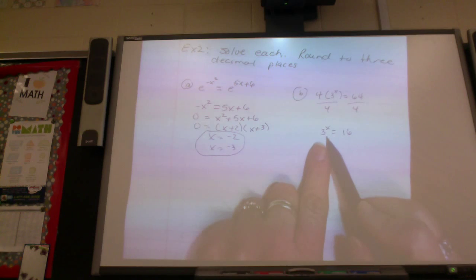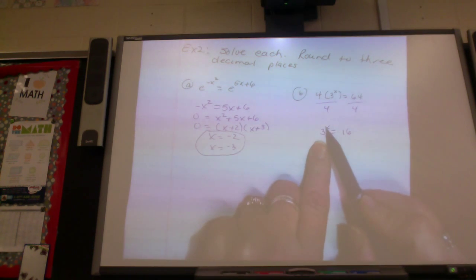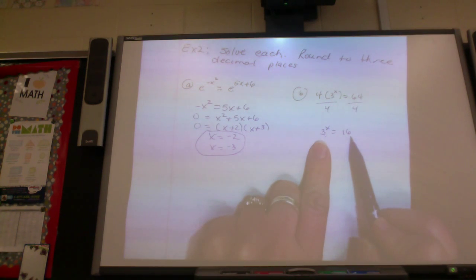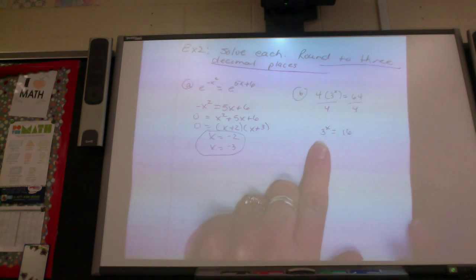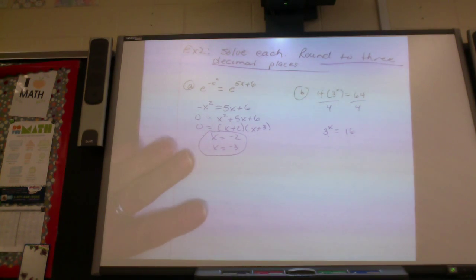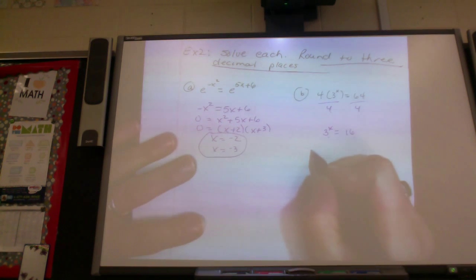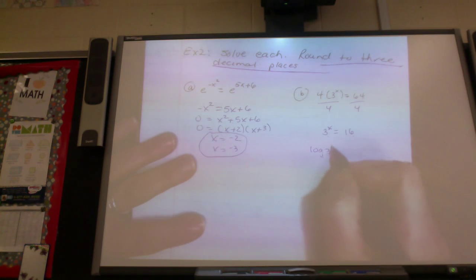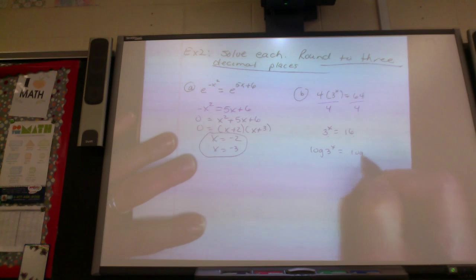Do you know any number raised to 3 raised to some number that equals 16? No, so this is where we get to plug it into our calculators because I want it to 3 decimal places. So what do you do first? Would you do log of 3, log of 16? Log of 3 to the x equals log of 16.